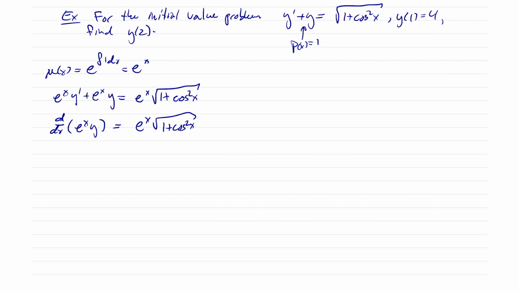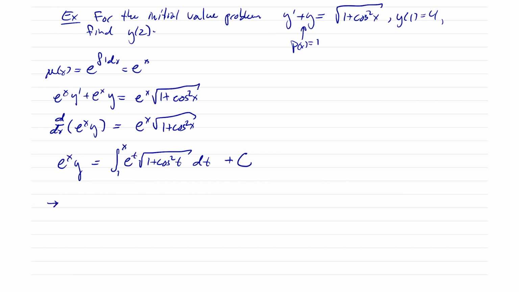I integrate both sides, and so I'm going to get e to the x times y by the fundamental theorem of calculus. And on the other hand, it's going to be the integral from 1 to x. I'm going to put t's on the inside, because you shouldn't have your bounds having the same variable, so e to the t square root of 1 plus cosine squared of t dt, and then plus some c, and we can figure out what that c has to be in a second.